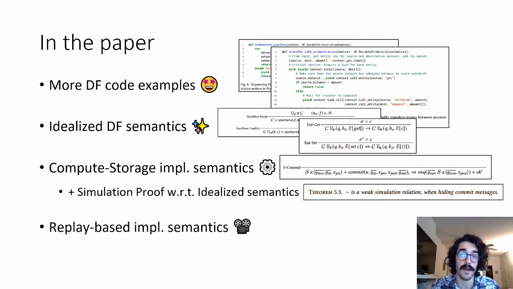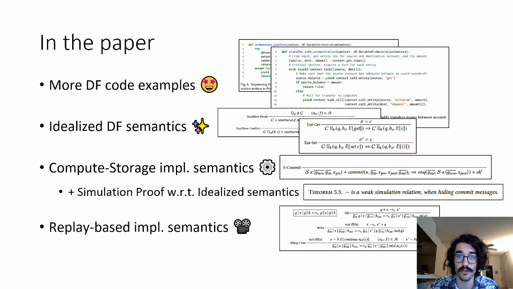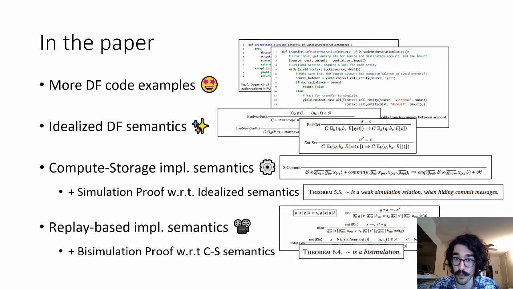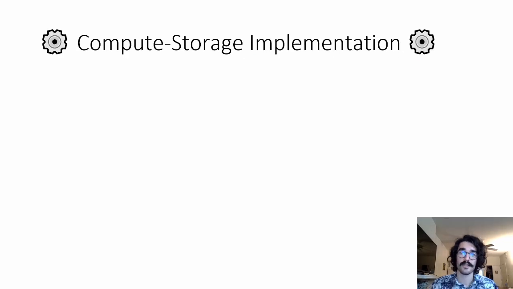Finally, we have a replay-based implementation semantics that describes how durable functions manage to persist progress of orchestrations written in arbitrary languages, and the proof that it is correct. So for the rest of the talk, we will focus on these two aspects and the intuition behind these semantics and proofs. So let's start with the compute storage implementation.